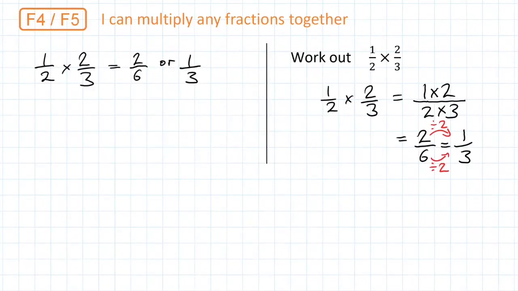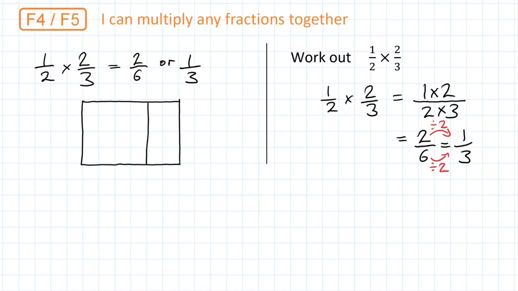So we just worked out that 1/2 times 2/3 is equal to 2/6, and that simplifies down to 1/3. Let's draw a picture to double check that that result makes sense. I'm going to start by drawing a rectangle that represents a whole one. That rectangle represents 1. I've divided it into thirds and I'm going to shade in 2 of them. So that represents 2/3.